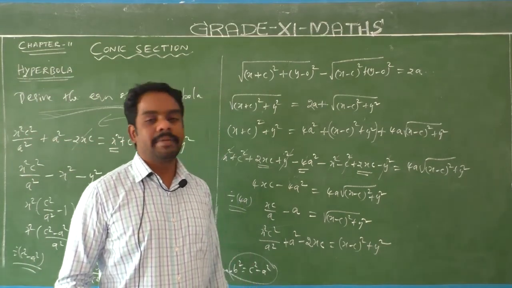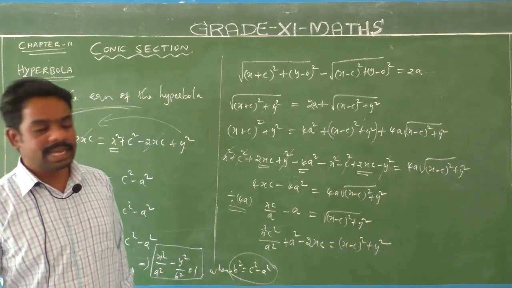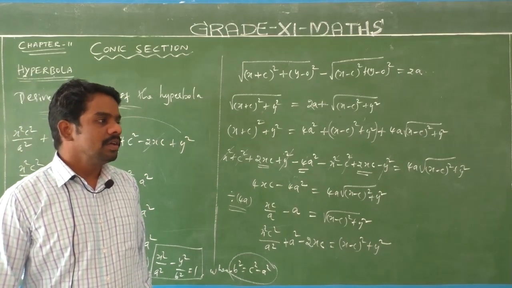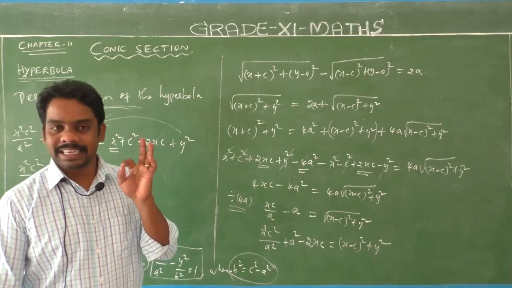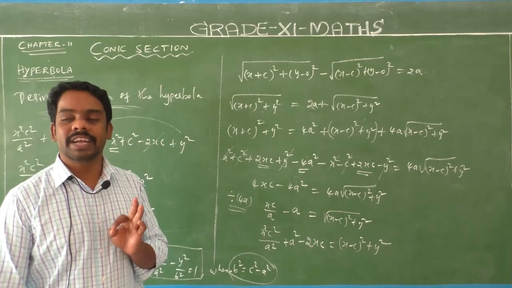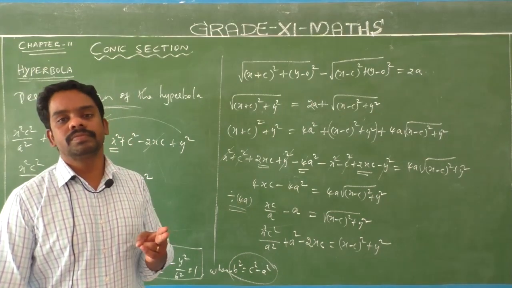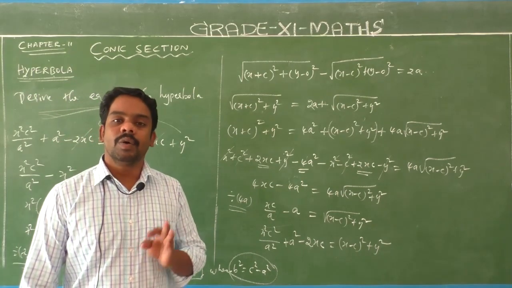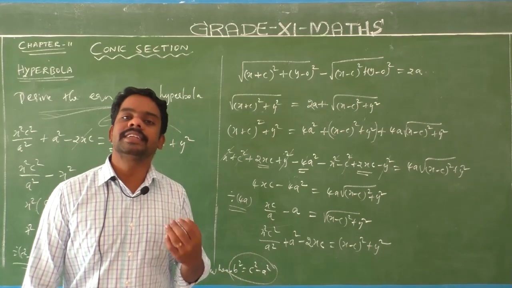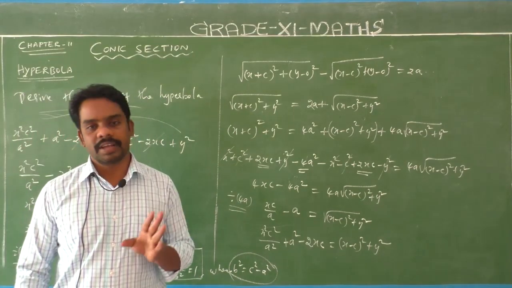Similarly, we can prove type 2 hyperbola: y squared by a squared minus x squared by b squared equal to 1. Same type. Okay, so listen. Type 1 hyperbola, directrixes along x axis, then the equation of hyperbola is x squared by a squared minus y squared by b squared equal to 1. And type 2, directrixes along y axis, then the equation of hyperbola is y squared by a squared minus x squared by b squared equal to 1. Only 2 types of hyperbola.